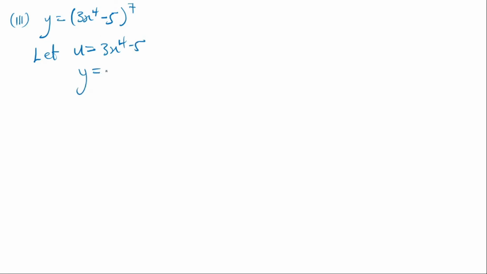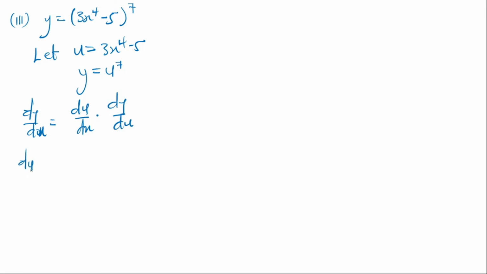Alright, so the third example we want to look at is y equals 3x power 4 minus 5 all raised to the power 7. Alright, so we say let what is in the bracket be u. So we have u equals 3x power 4 minus 5. So it means y is equal to u power 7. That is replacing everything over here with the u. Alright, so as usual we know dy/dx is the product of du/dx multiplied by dy/du.